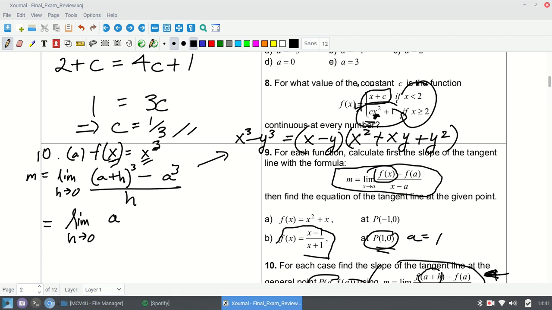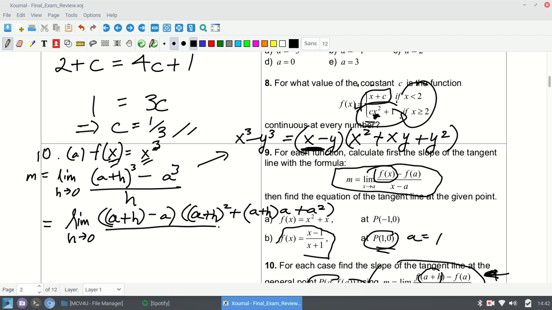Okay, so x serves as a plus h. So a plus h is x, just keep that in mind. That's why I got confused. I take off y, y is a. That's the first factor. Next, I have to do a plus h squared, plus a plus h times y, which is a, plus a squared.